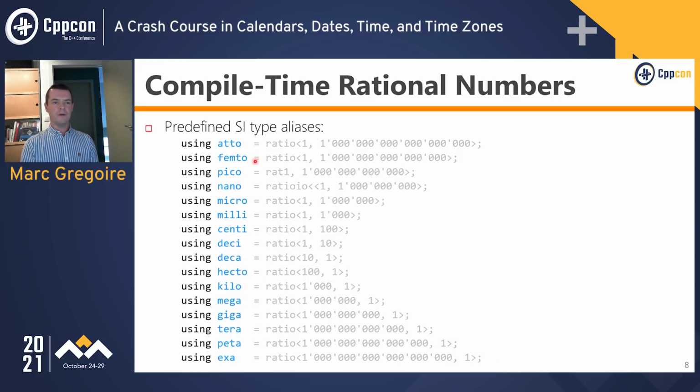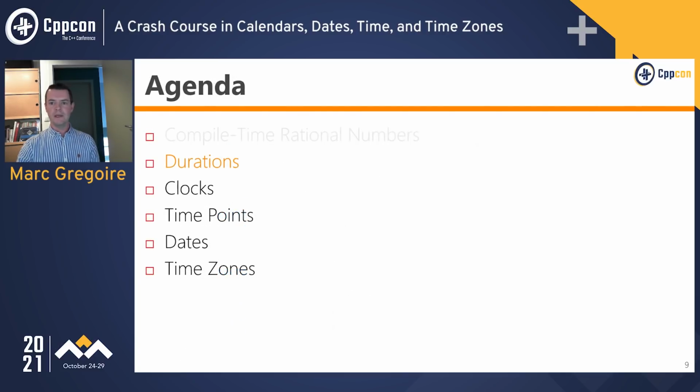The standard also defines a number of predefined SI type aliases. So we have things like atto, femto, and so on, all the way to peta and exa. And actually, there are a couple more. There is also support for yocto, zepto, zetta, and yotta, but only if your compiler can represent their numerators and denominators as integral values. I will give an example of using these predefined SI type aliases in the discussion of duration, and that is the next topic.